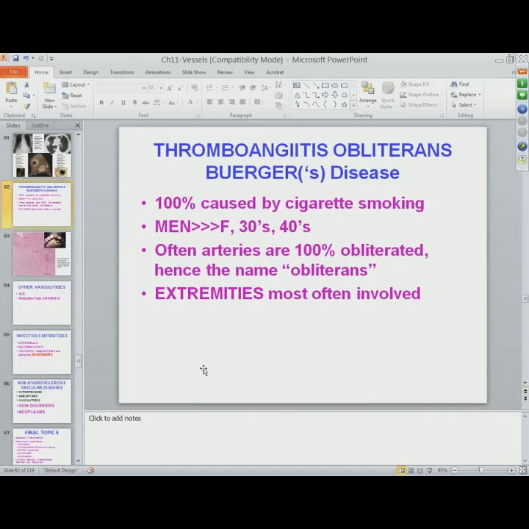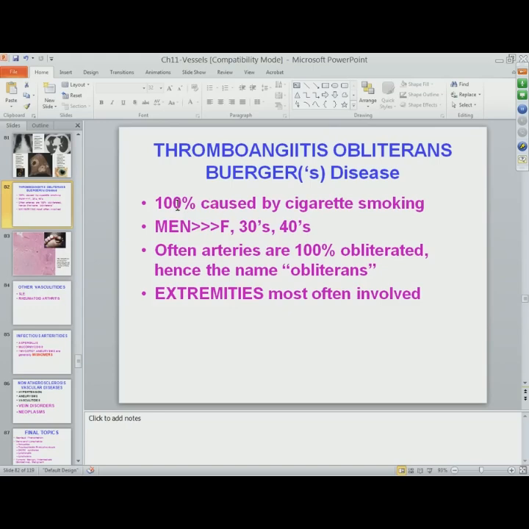Okay, here's another one. It's called Buerger's disease. It's also called thromboangiitis. So as you might guess, the vessel may be thrombotic and inflamed, the angiitis, and you may also guess that it could be so significantly inflamed that it actually obliterates the lumen. And that's why it's called thromboangiitis obliterans, but everybody calls it Buerger's disease.